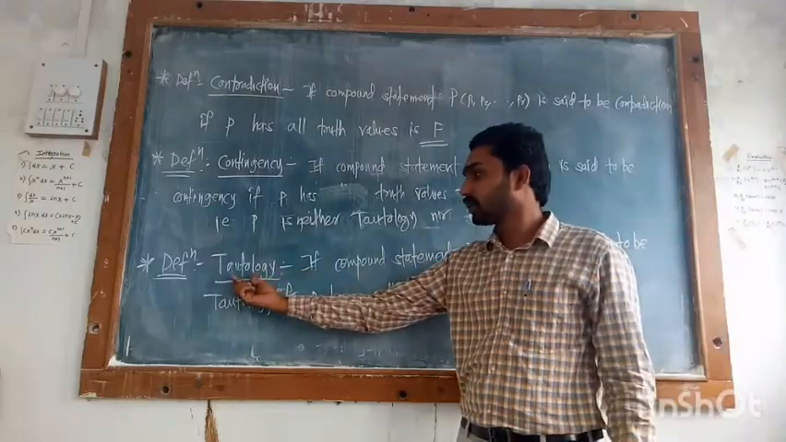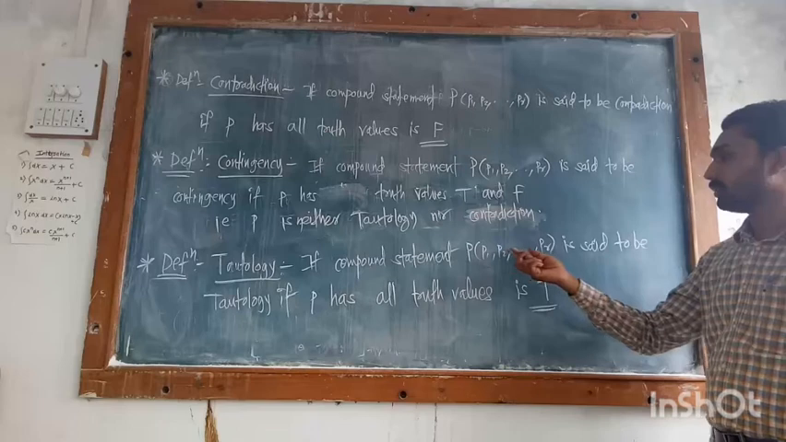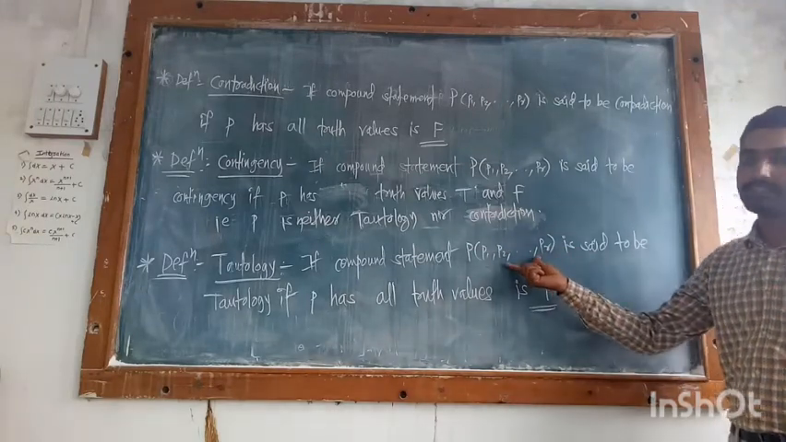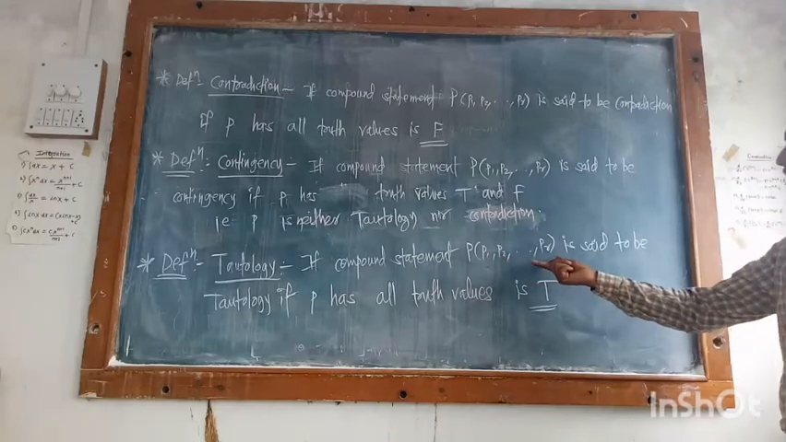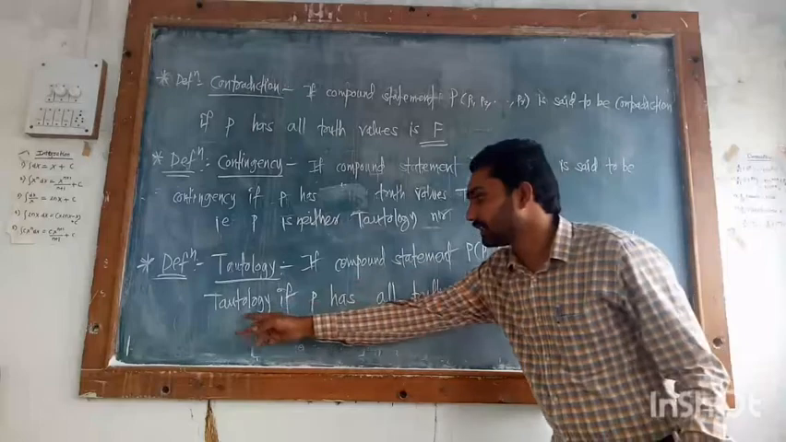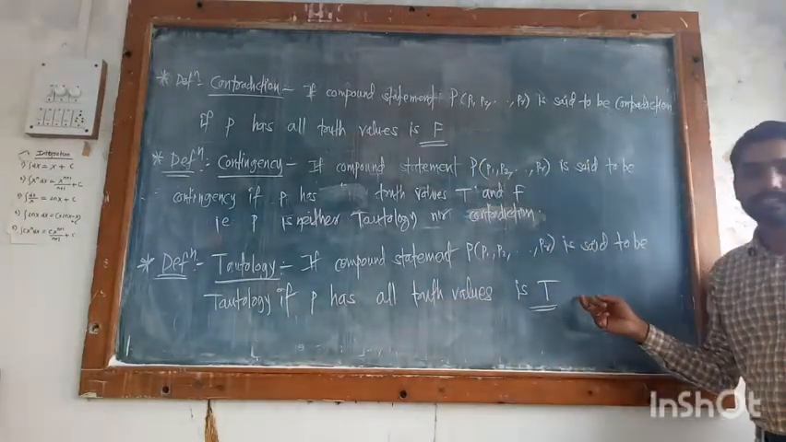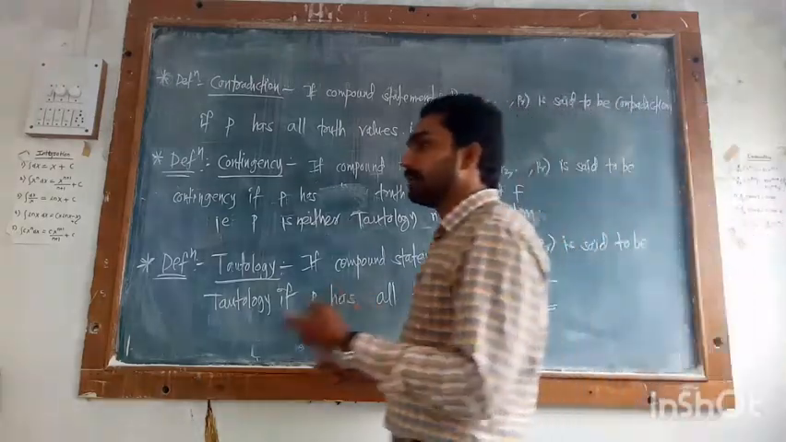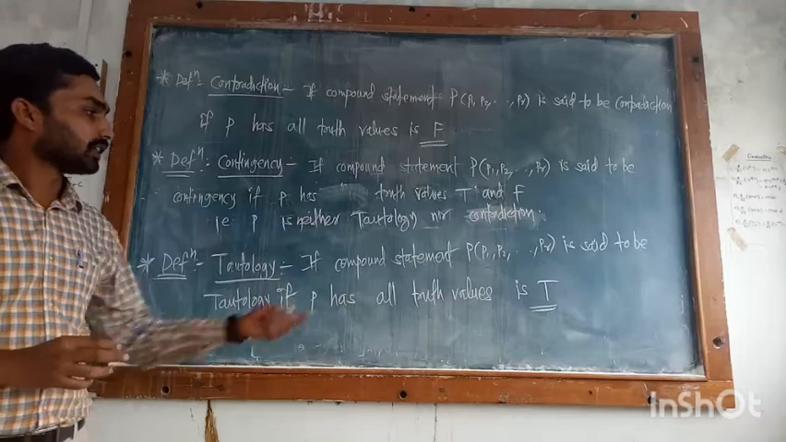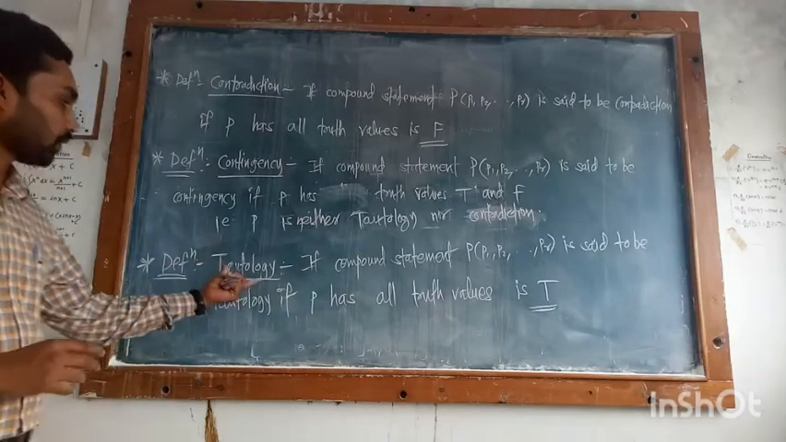So, what do you mean by tautology? If a compound statement P containing P1, P2 up to PR, these are your R simple statements, is said to be a tautology if P has all truth values capital T. That means if the last column of your truth table has all values T, then your statement is said to be a tautology.